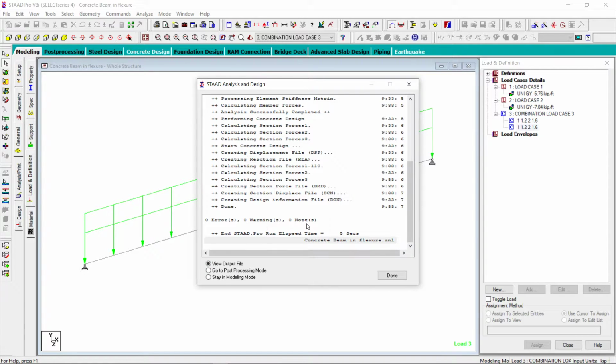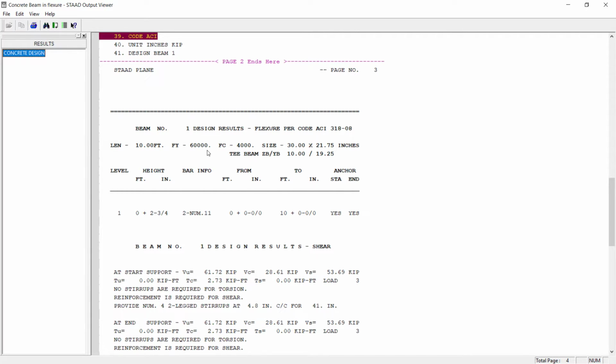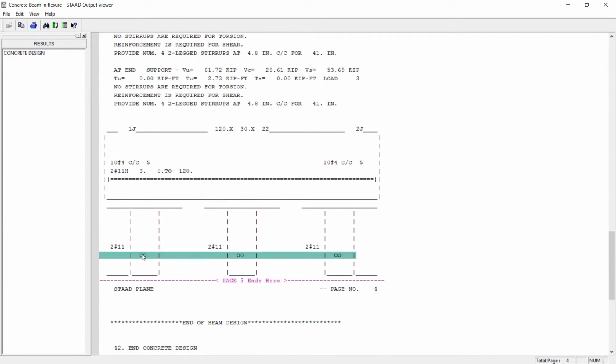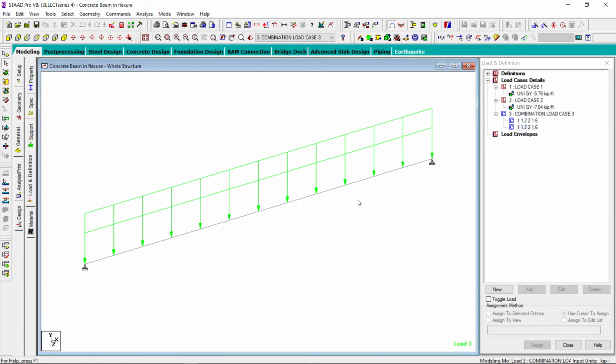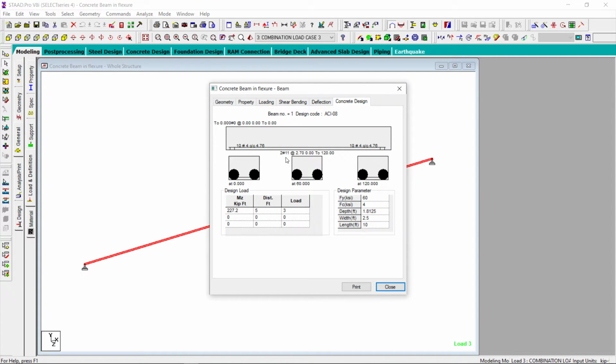No error, no warning, no notes. Let's see the output. Okay, so the beam is designed and there are only two number 11 bars. If you see the concrete design over here, two number 11 bars at the bottom and the area of steel is 2.70 square inch.